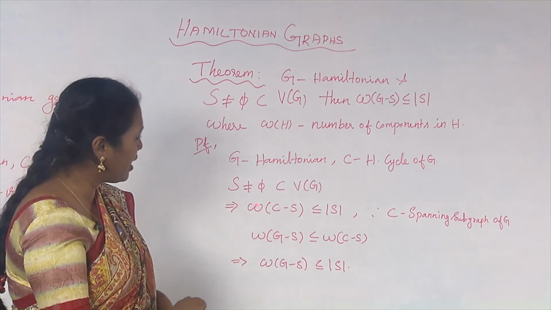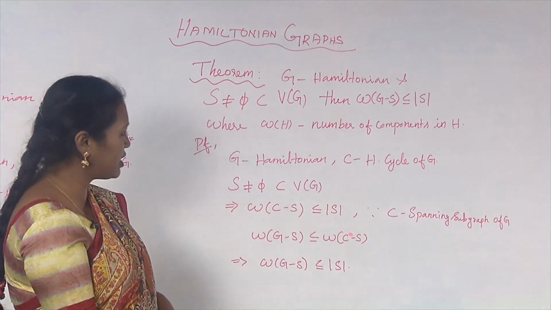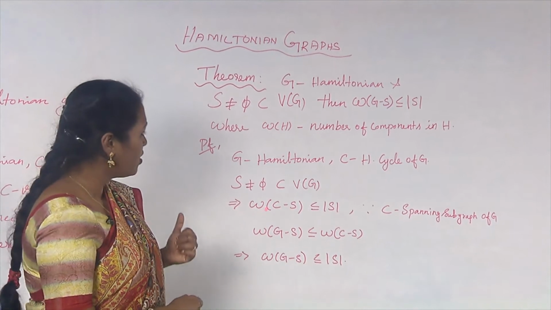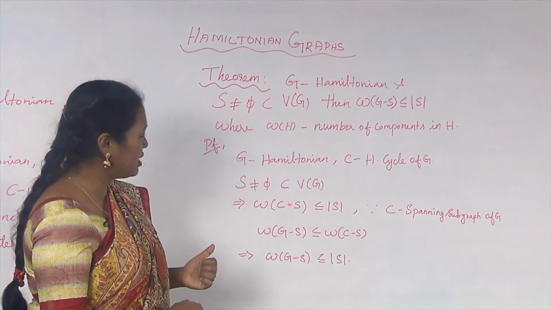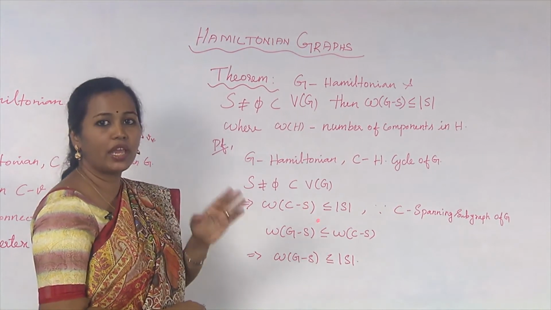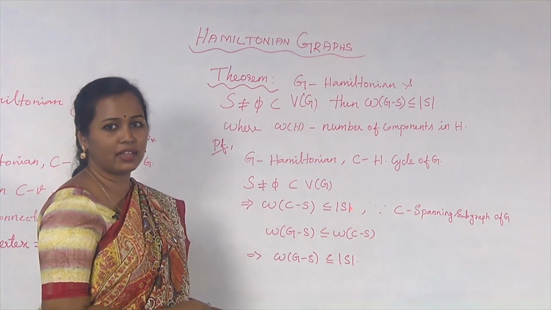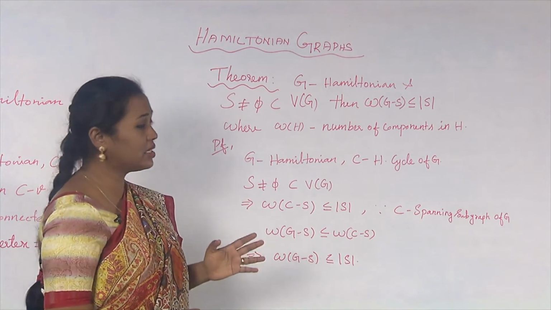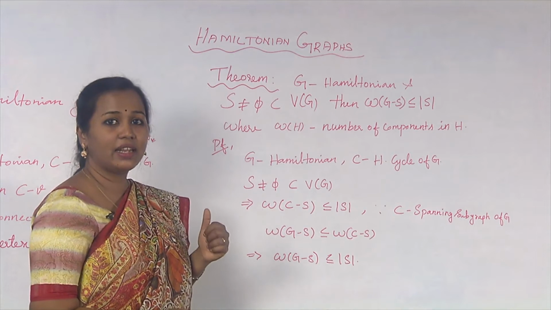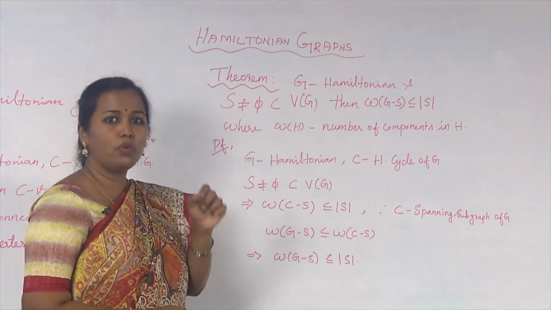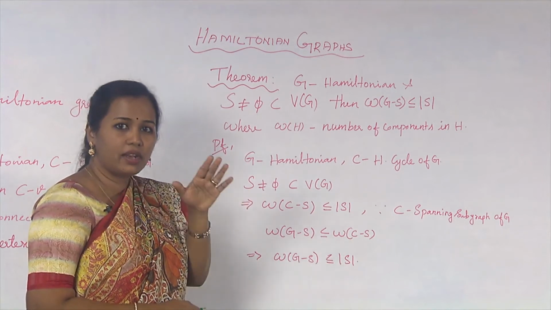Now we see here that omega of C minus S is less than or equal to cardinality of S. Why is this? Because omega of C minus S means that C is a cycle, the Hamiltonian cycle, and you are removing S number of vertices from that cycle, and this is definitely less than or equal to cardinality of S. How is this? Because we have already seen that a Hamiltonian graph is two connected, which means that when you remove even one vertex, the graph still remains connected.